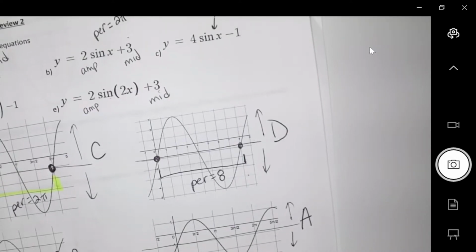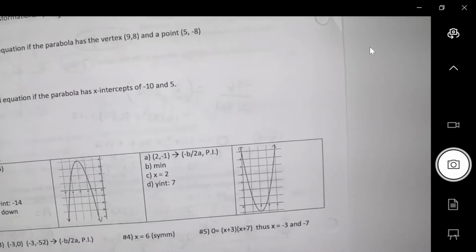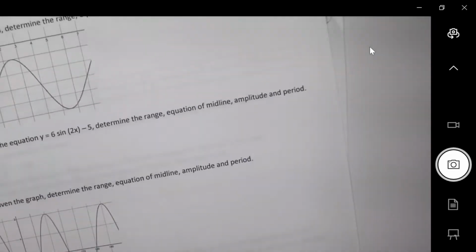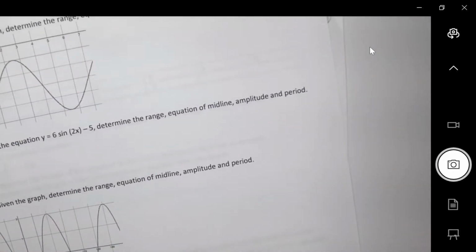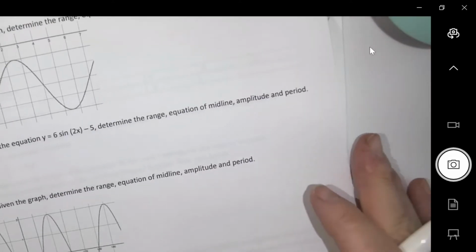Okay. So I have that question on your test. I think I put 6 graphs, 6 equations. Figure out what's what.